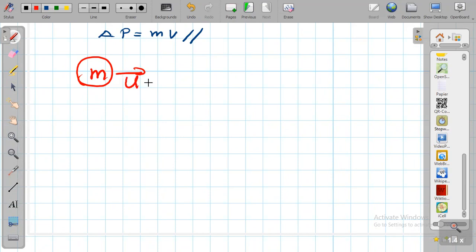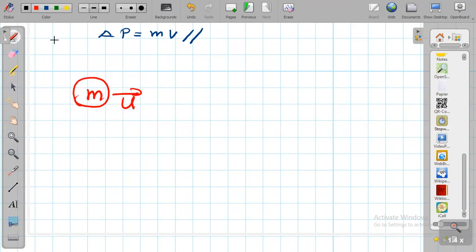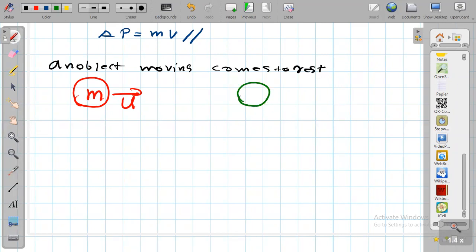Now, moving at some velocity u. I forgot to put the topic heading here. The heading is: an object moving with some velocity and comes to rest. An object moving comes to rest. So v equals 0.